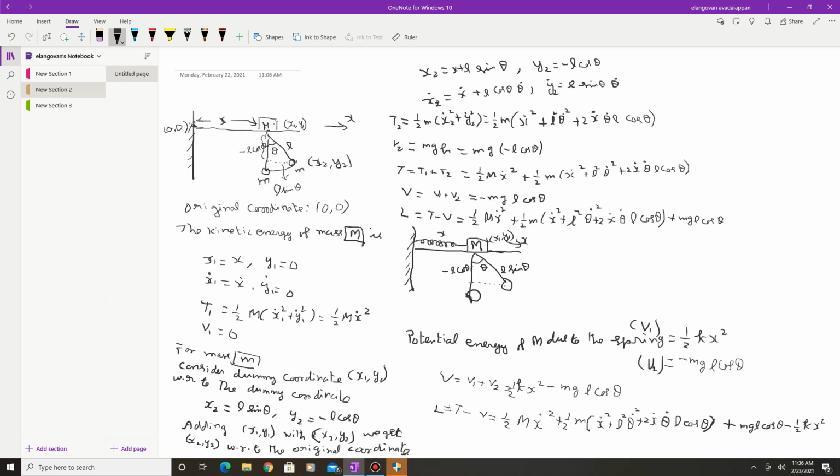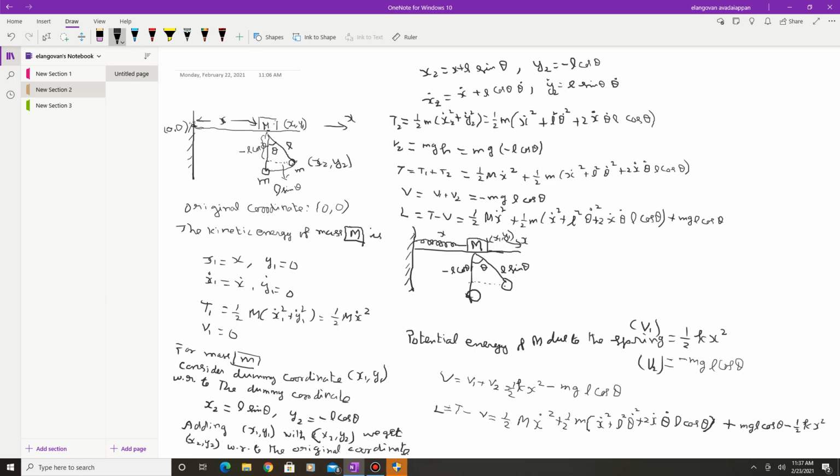x1 dot is the horizontal component of the velocity and y1 dot is the vertical component, so x1 dot square plus y1 dot square is the velocity square. So half M v square is the kinetic energy. Now substitute x1 dot equal to x dot and y1 dot equal to 0. The kinetic energy T1 is equal to half M x dot square. Now what is the potential energy? Potential energy is 0 because y is 0.